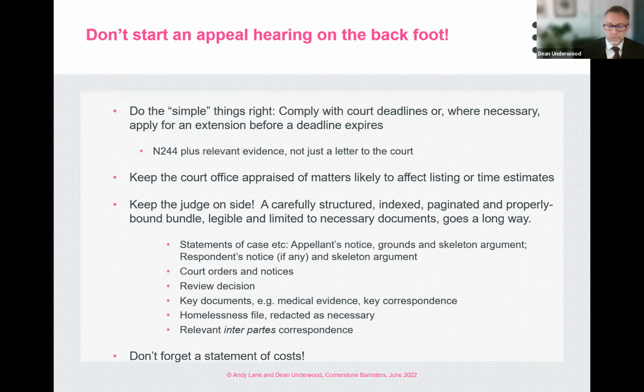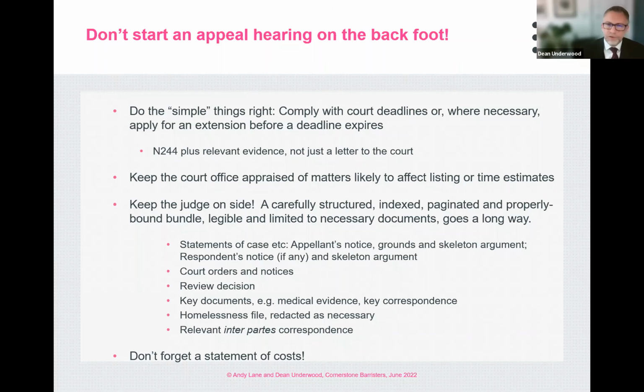So in light of recent events, and not least of which, of course, COVID, the court places considerable emphasis on the parties cooperating proactively in order to ensure that court time is used effectively.